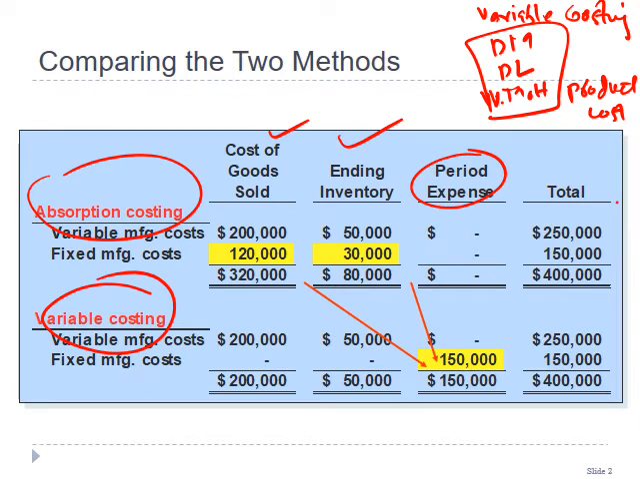So the difference between the operating incomes of both absorption costing and variable costing is because of the fixed manufacturing overhead cost on the cost of goods sold plus the fixed manufacturing overhead cost on the ending inventory that would be deferred for future.